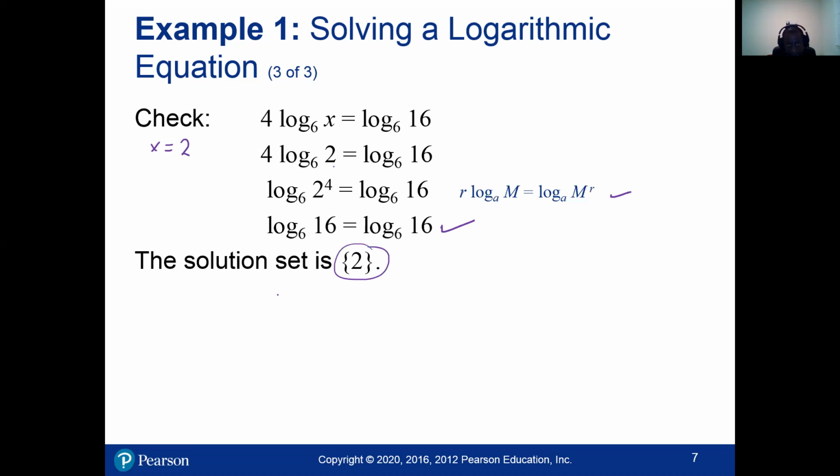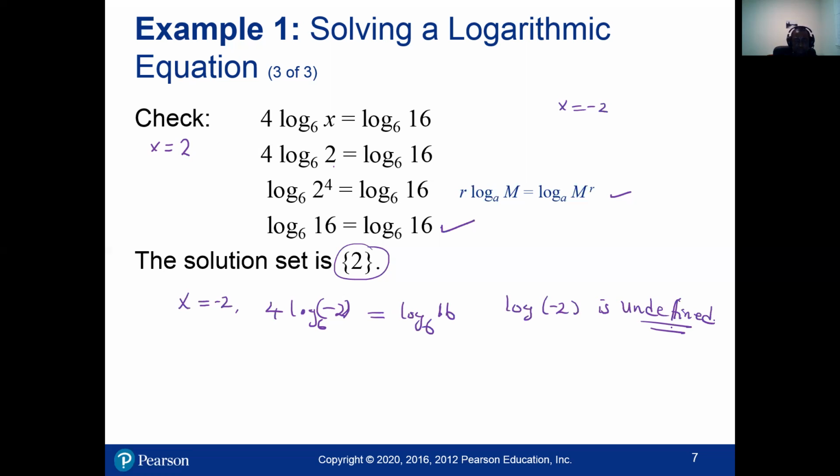So either we use the domain to write a solution set, or we have to check both of them. Of course, x is equal to negative 2 will not work. If x is equal to negative 2, you get 4 log of negative 2, base 6, equal to log 16 base 6. The log of negative 2 is undefined, so we can't even go further to check it at all.